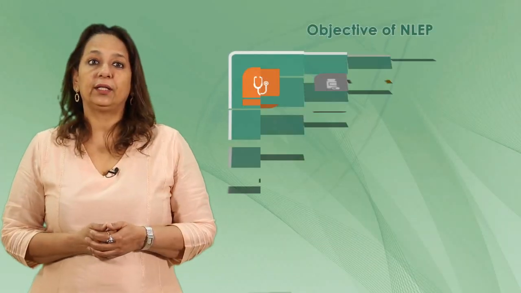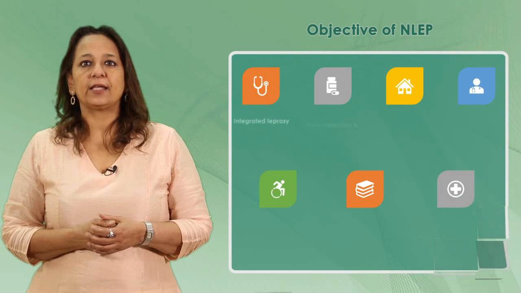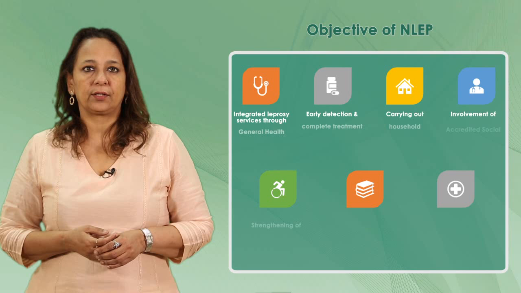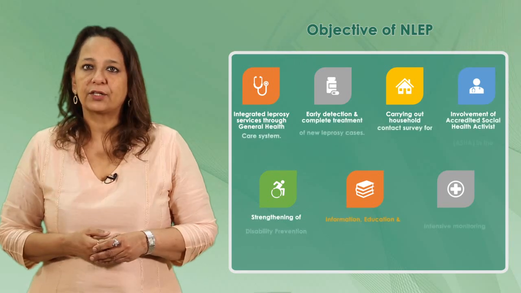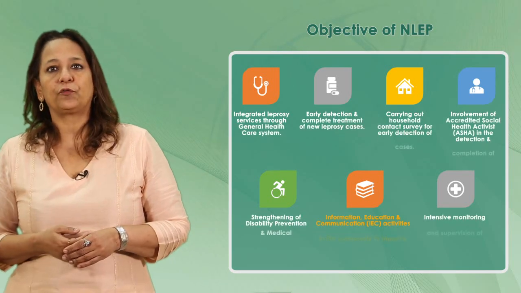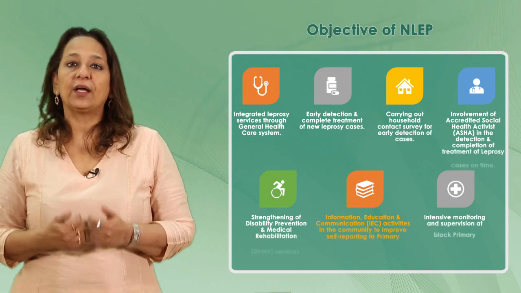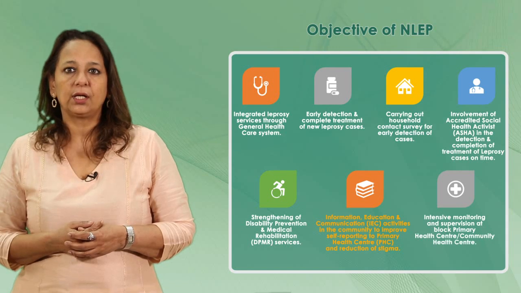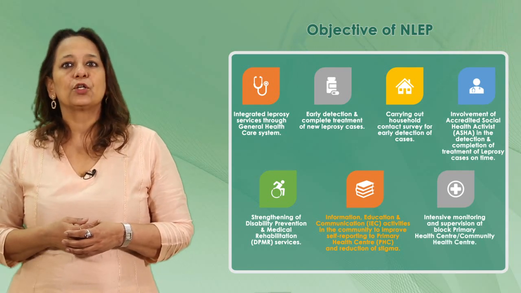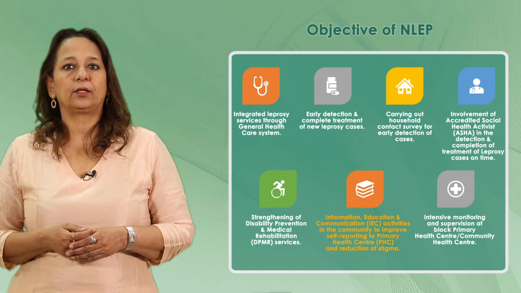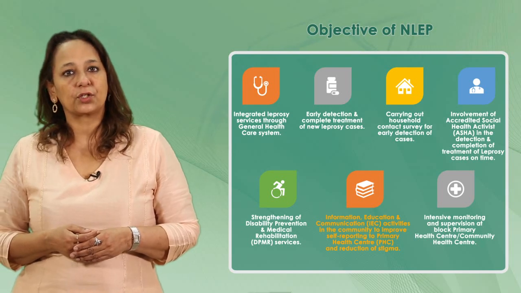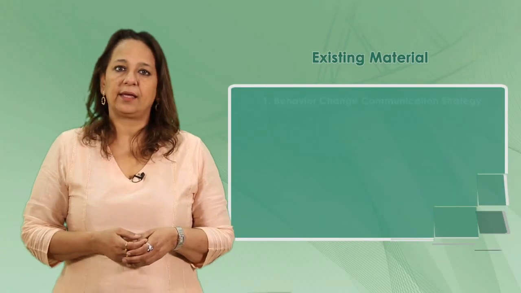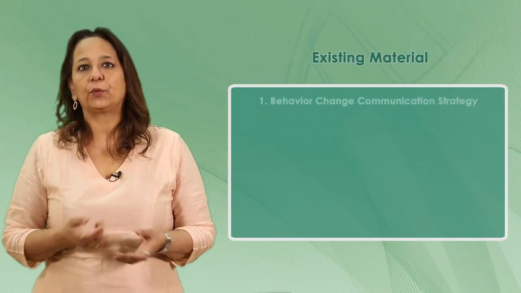Well, now we are going to look at the objective of NLEP. As many of you are already aware, NLEP has several objectives under it. Some of them are early detection and complete interruption of transmission of new leprosy cases. But the ones that we are looking at are information, education and communication activities in the community to improve self-reporting to primary health centers and reduction of stigma. What currently does NLEP have as its existing materials? Let's have a look at them.